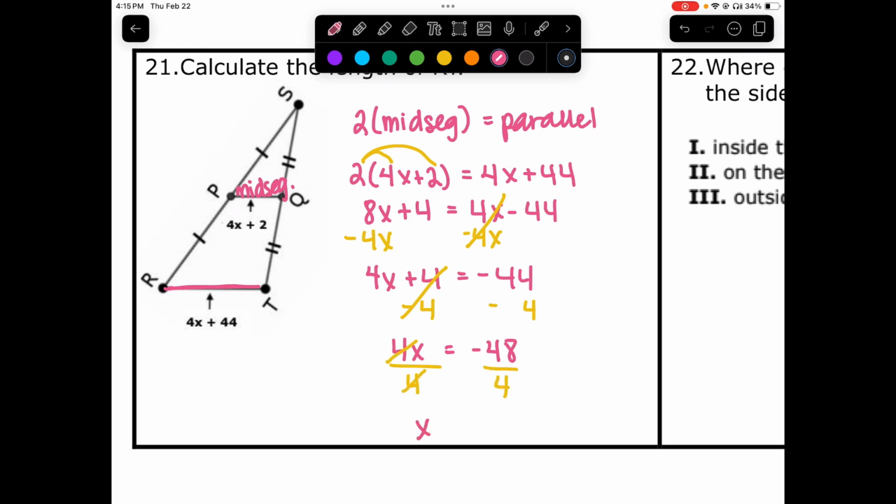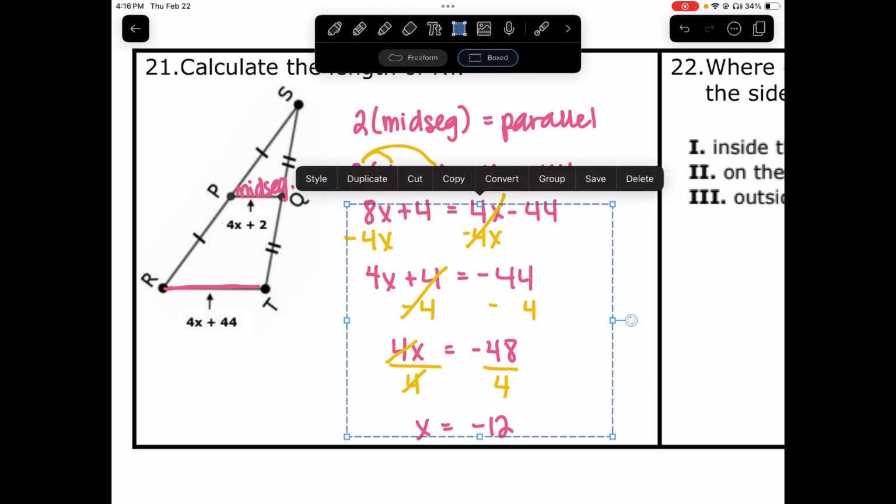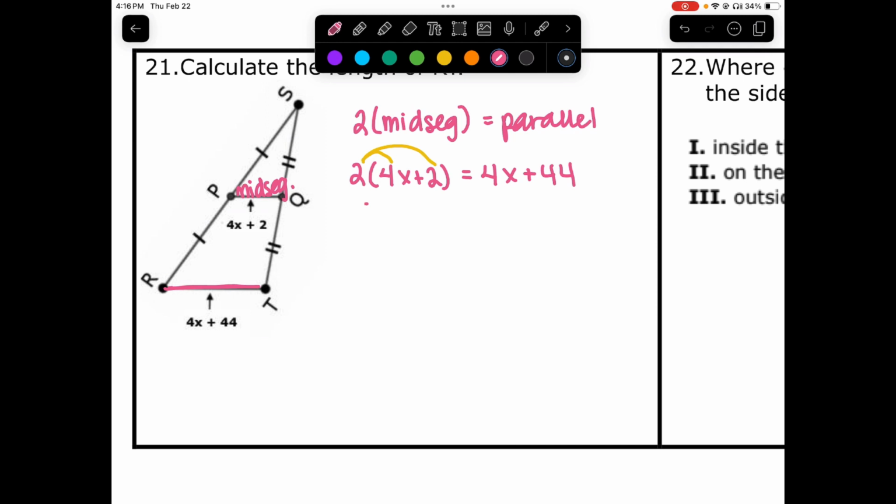All right, so we get x equals, looks like negative 12. That doesn't seem right. Hold on. Okay, let me double check. No, that's definitely not right. Okay, let me see where I made my mistake. 42, right, we doubled this, boom, boom. That's my mistake right there. So I put minus over here, and it was supposed to be plus.